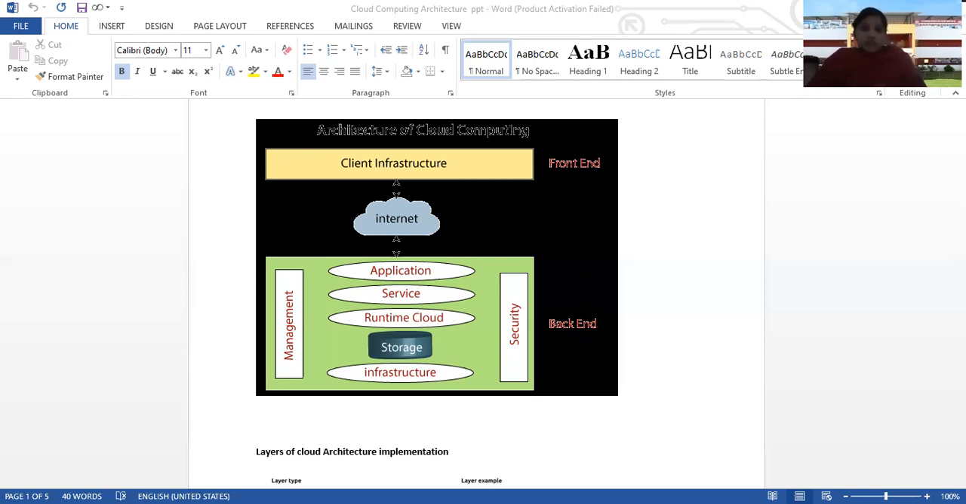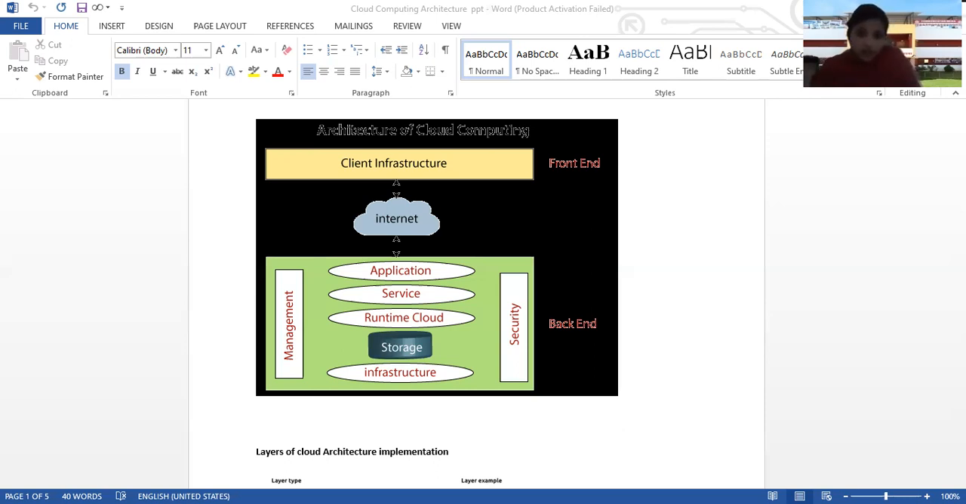You can say that it comes under the front end, which is used by the client. And the backend is used by the service provider. It manages all the resources that are required to provide cloud computing services. It includes a huge amount of data storage. So this is about your front end and back end here.